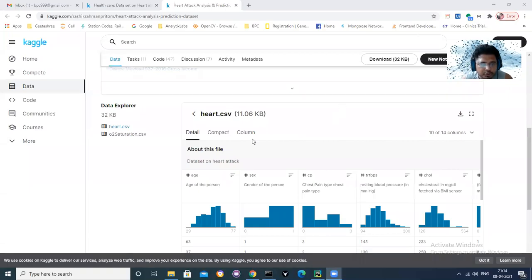Okay. So I had sent you two data files: hard.csv and O2 saturation.csv. So first let's download these two data sets.